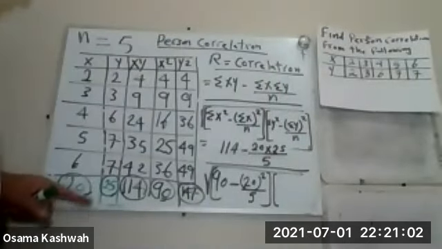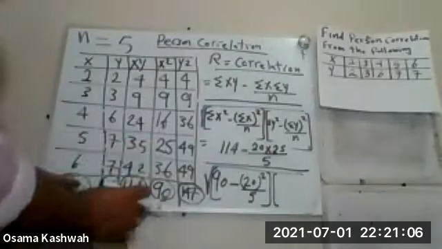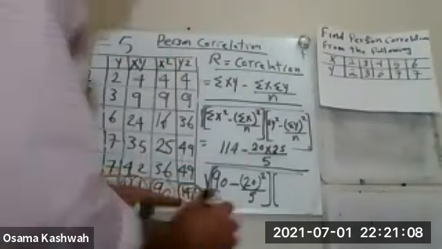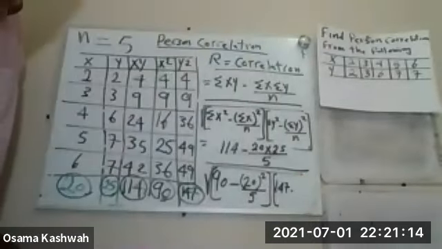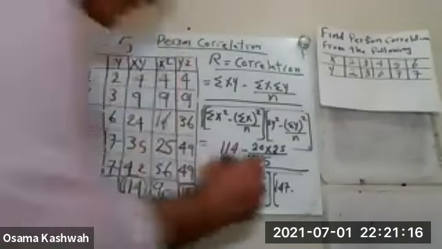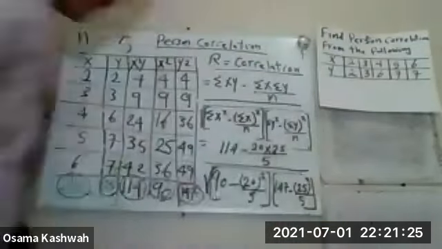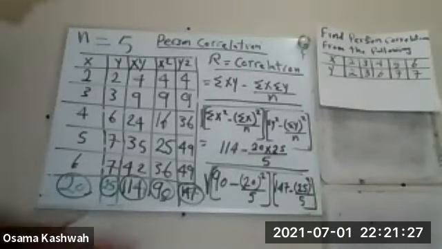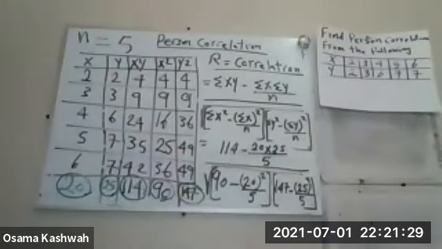Summation y squared is 25. Summation y squared is 147, minus summation y all squared, 25 all squared, divided by 5. And I will close the brackets. The same thing I did here for the x, I will do for the y.